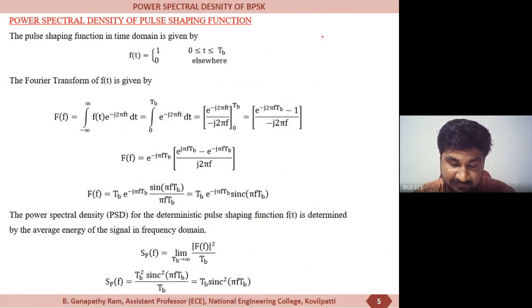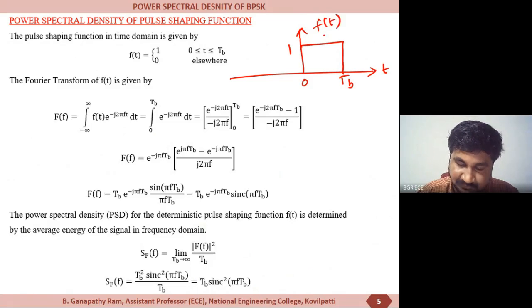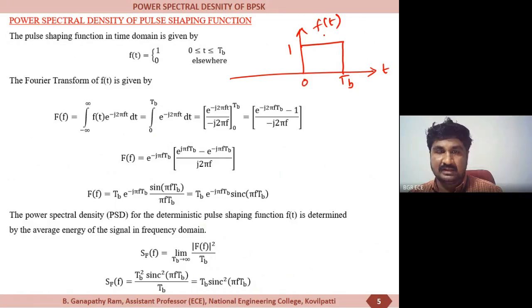The pulse shaping function in time domain extends from 0 to Tb, and its amplitude is unity. It is represented by the mathematical expression f of t is equal to 1 when t is between 0 and Tb, and 0 elsewhere. The Fourier transform of this function leads to F of f as Tb multiplied by e to the power of minus j pi f Tb into sinc of pi f Tb, where the sinc function can also be represented as sine of pi f Tb divided by pi f Tb.